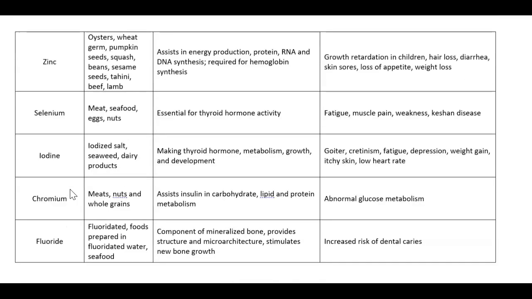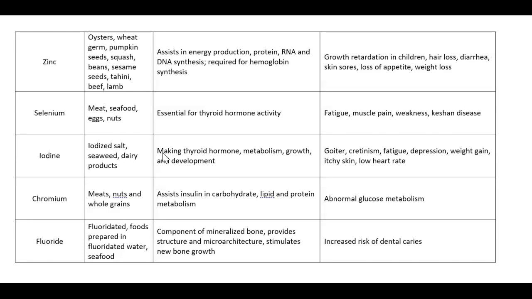Moving on to zinc, found in oysters, wheat germ, pumpkin seeds, squash, beans, sesame. This is going to play a role in energy production, protein, RNA, and DNA synthesis, and it's also required to make hemoglobin. Deficiencies in zinc would lead to slow growth in children, hair loss, diarrhea, skin sores, loss of appetite, and weight loss.